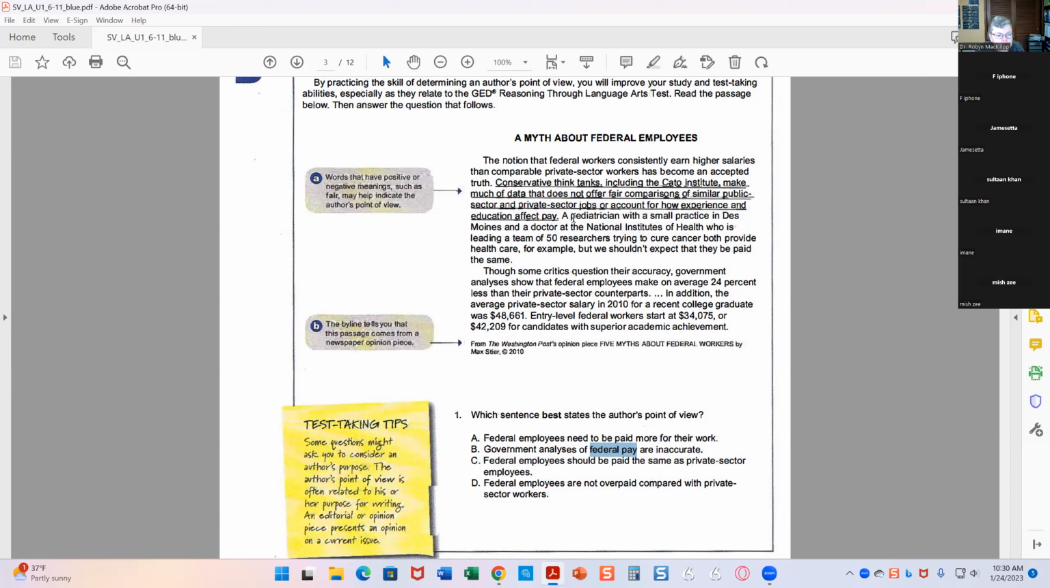C, federal employees should be paid the same as private sector employees. Did he say that? No. And then D, federal employees are not overpaid compared with private sector workers. Is it B? It was D, yep, because he said federal employees are not paid more. They're paid 24% less. And this is classic GED right here. That looked like a great answer until, if you had time, you'd say, wait a minute, they're talking about federal pay, and up there they were talking about federal versus private.